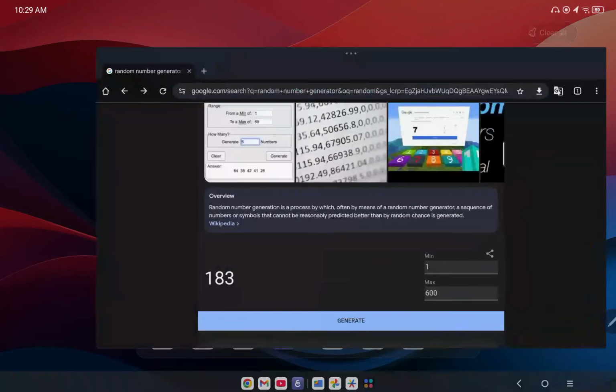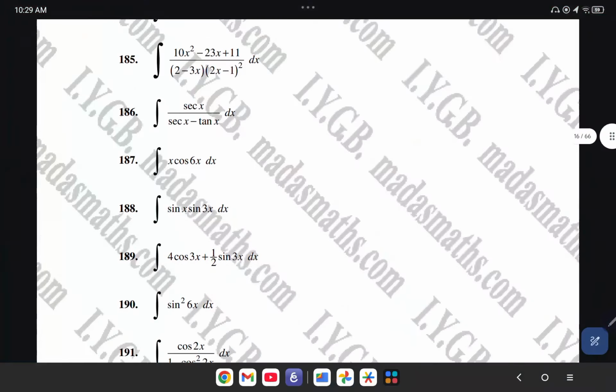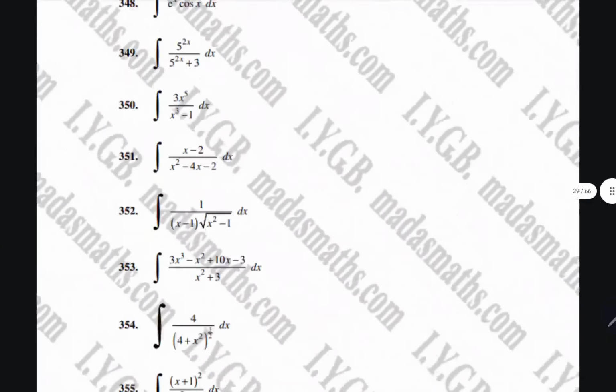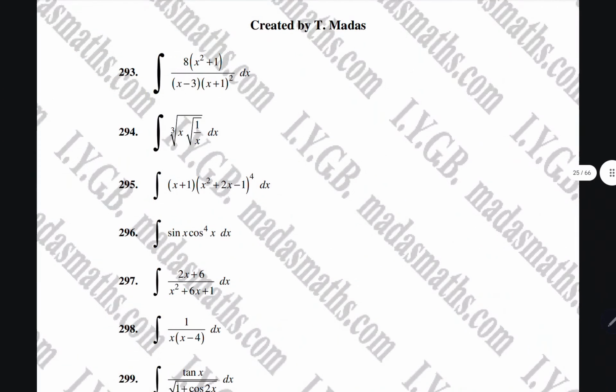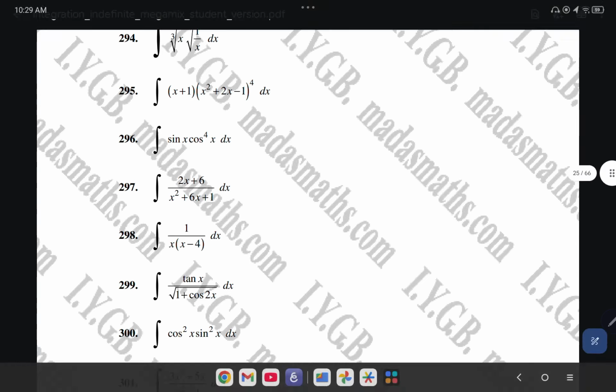Let's actually get some good ones, please, Google. Random number generator 297, again, getting higher, so hopefully this will be a bit worse. 297 is just here. So 2x plus 6. Now, it's still not going to break out the whiteboard, because if you notice, the denominator of that fraction differentiates straight to the numerator. So the answer to this is just log of x squared plus 6x plus 1, because x squared plus 6x plus 1 differentiates to 2x plus 6. So that one is also not interesting.